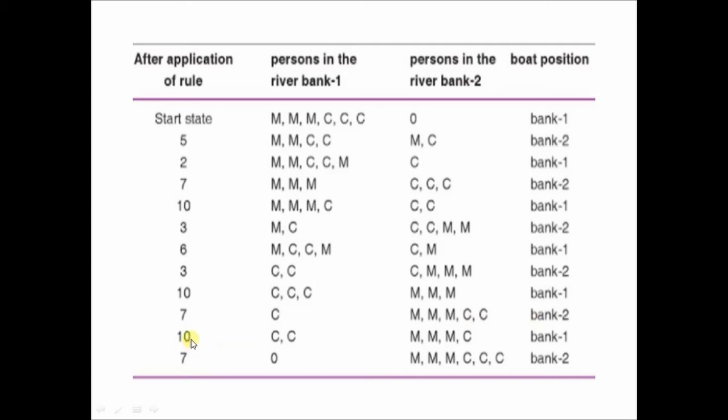Then we apply rule 10, and 1 cannibal comes back with the boat. So once he comes back, there is only 1 cannibal left here and 3 missionaries left here. Then these 2 cannibals together sit in the boat and move to the other side, so that there is no one left on bank 1 and everybody has safely reached bank number 2.